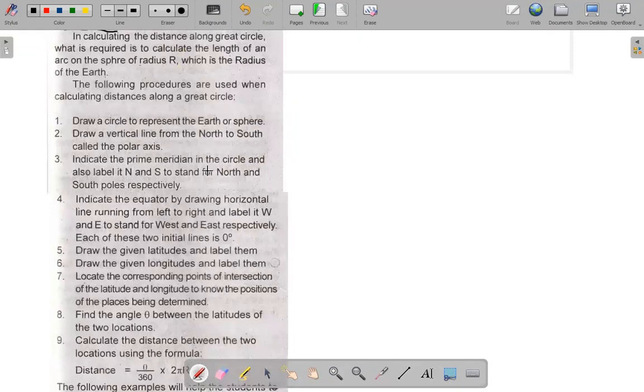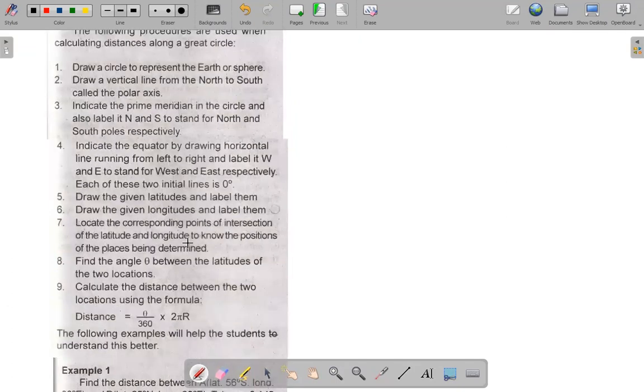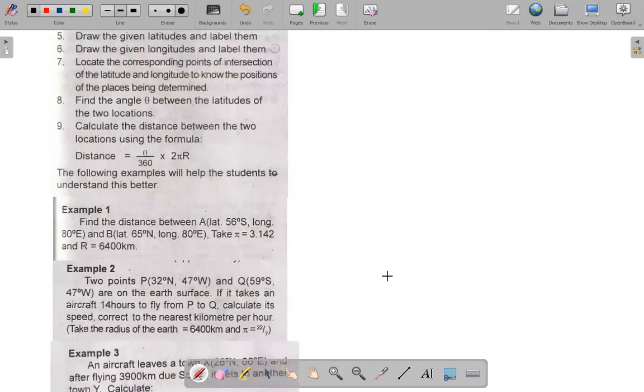As usual, I don't need to read all of that. It's what we have been doing all along, right? Locating the position on the globe using the lines of latitude and longitude, where the lines meet gives us the position. Then we find the latitudinal difference or longitudinal difference as the case may be.